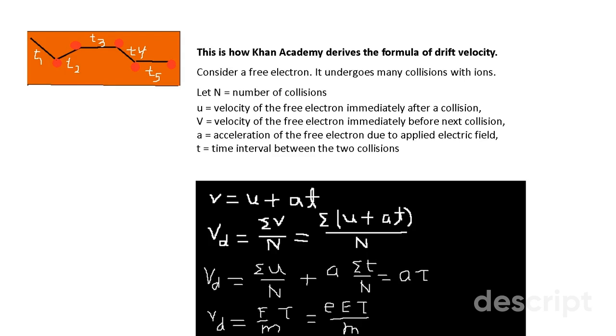By Newton's second law, a equals F divided by m, where F is the electric force on a free electron and m is the mass of an electron. If we take minus small e as the charge on an electron and capital E as the electric field, then F will become equal to minus small e into capital E. Here Khan Academy is taking the magnitude of drift velocity. So we get drift velocity equals small e into capital E into tau divided by m.